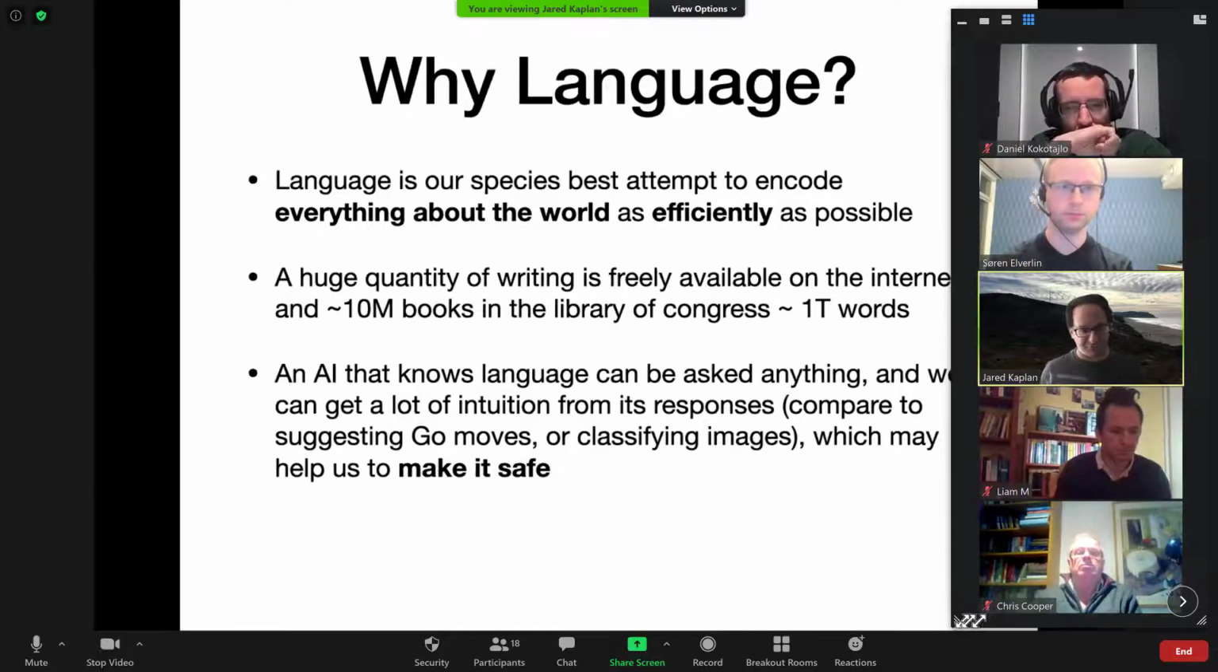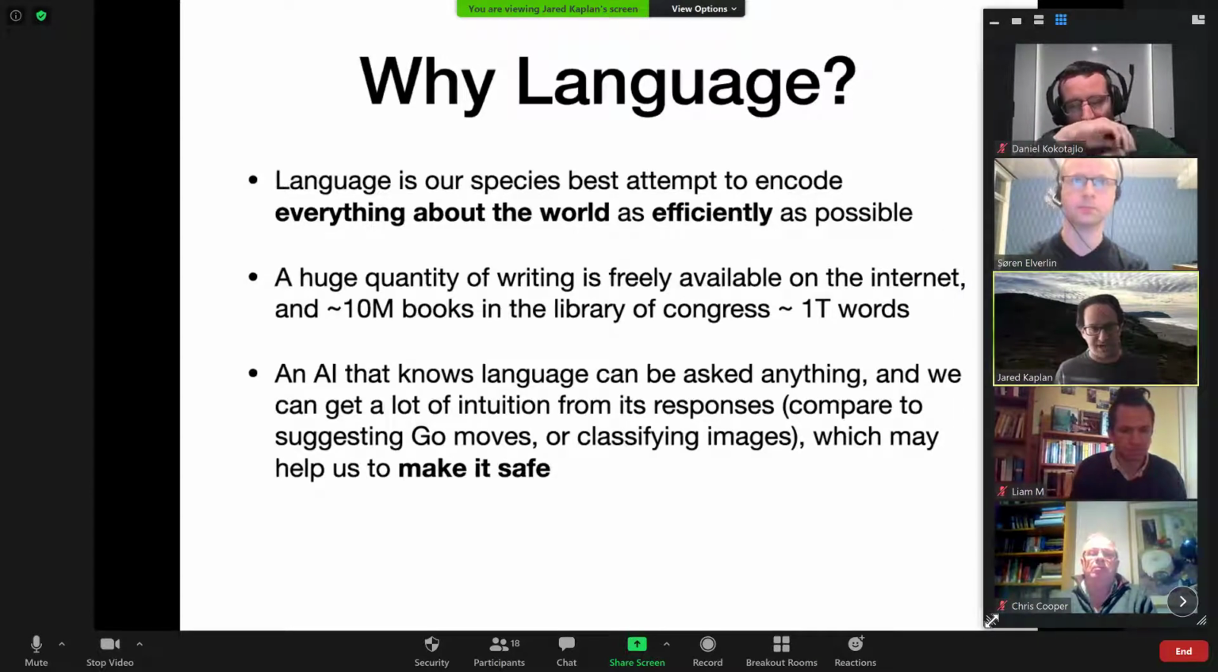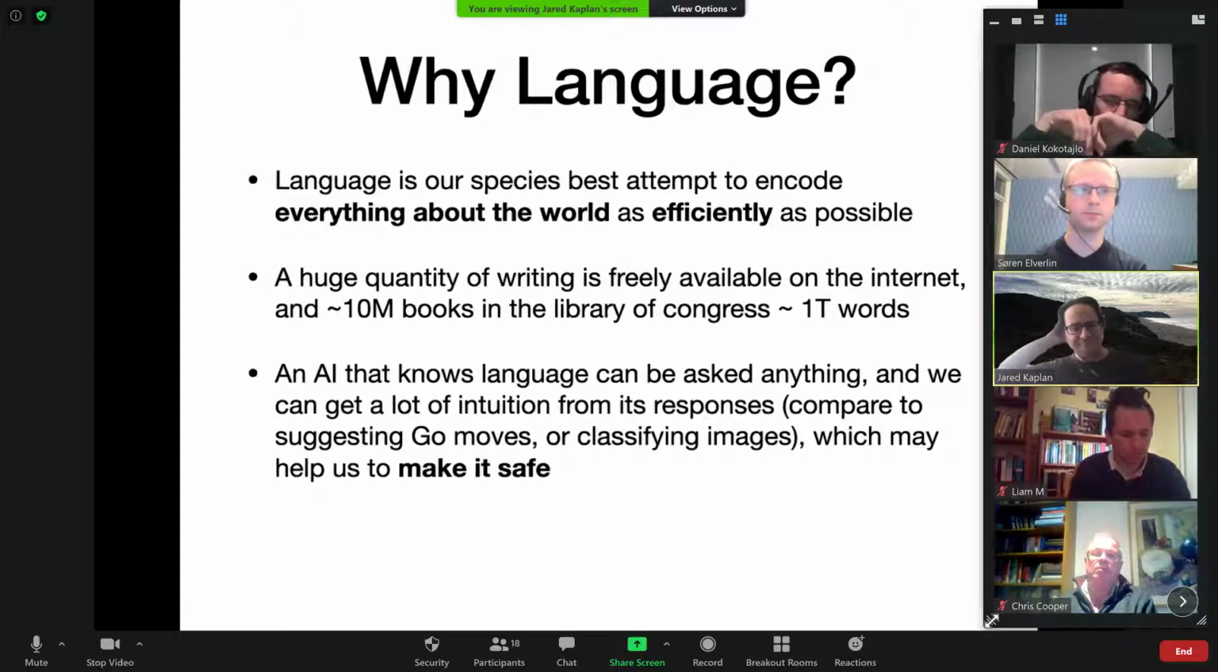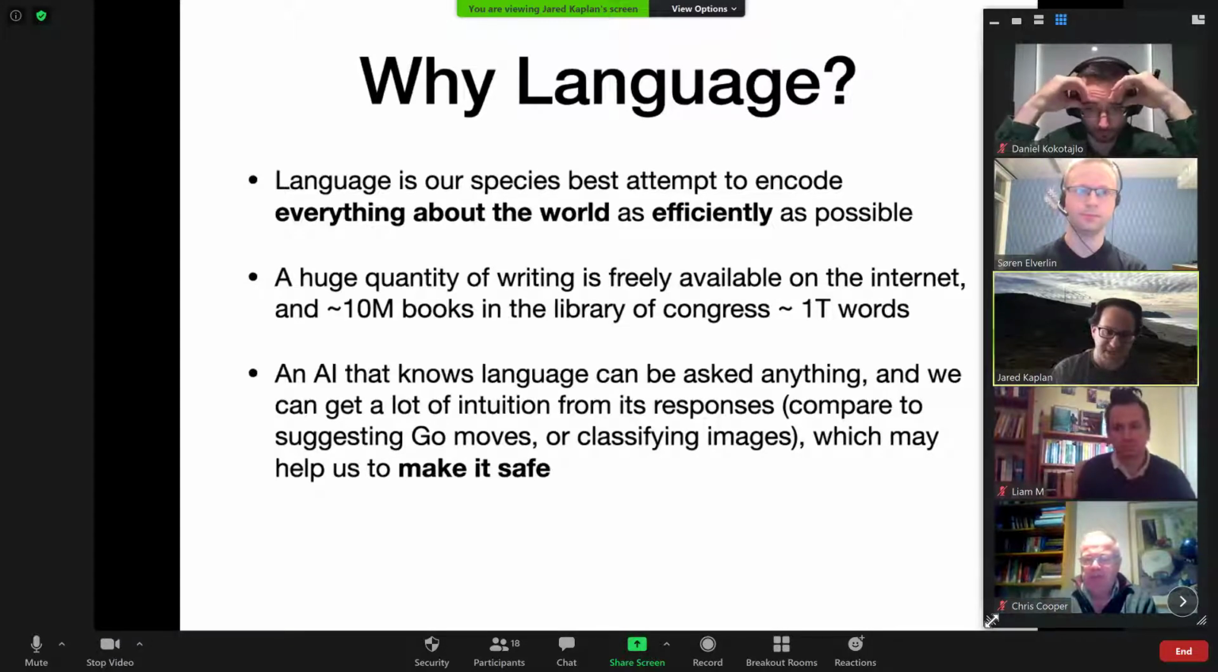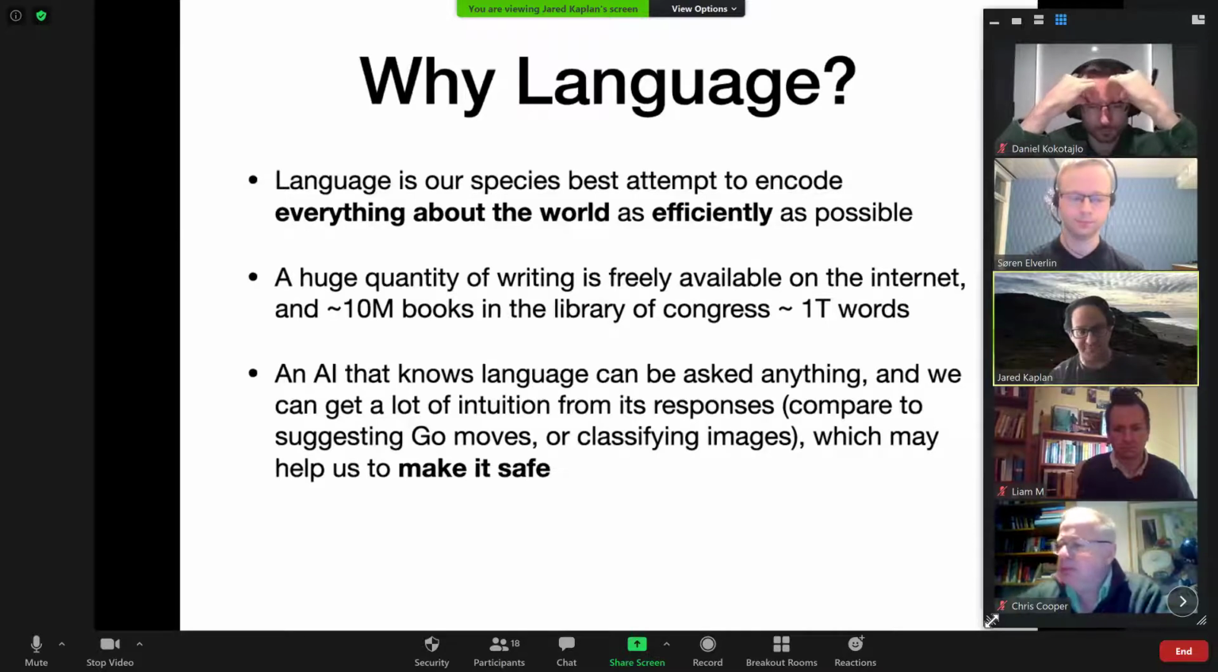There's a lot of freely available writing on the internet to train on and in books. And if an AI knows language, then you can ask it about anything or try to communicate with it about almost anything. And you can therefore try to get a lot of intuition from its responses and what it's doing, as compared to some other kinds of examples of tasks. And that might help us make it both general and safe.